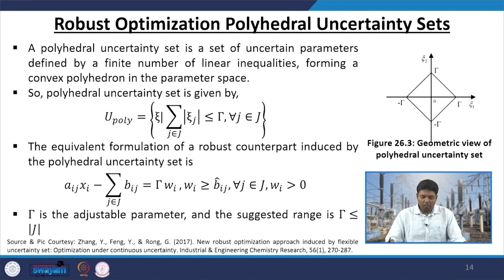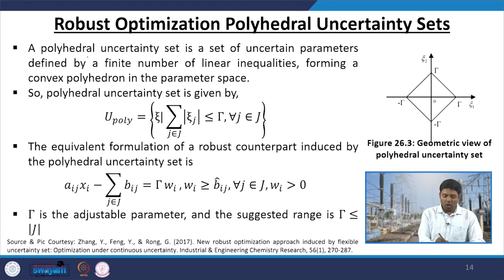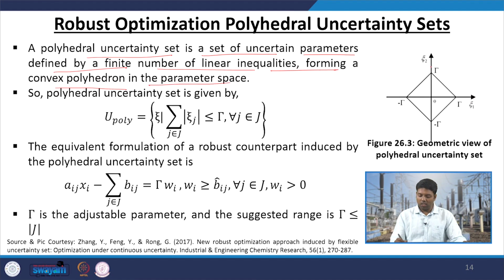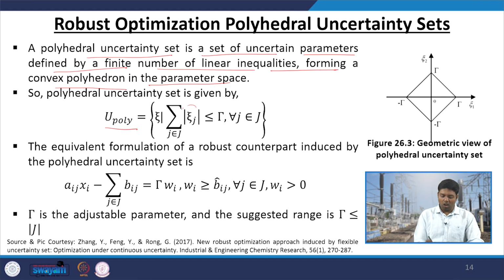Then you have the next uncertainty set, that is called the polyhedral uncertainty set. What is a polyhedral uncertainty set? A polyhedral uncertainty set is a set of uncertain parameters defined by a finite number of linear inequalities, forming a convex polyhedron in the parameter space. So the uncertainty box will look like that. Similarly, you can represent the uncertainty polyhedron like the summation of all the uncertain parameters, or the zeta, being less than or equal to gamma.